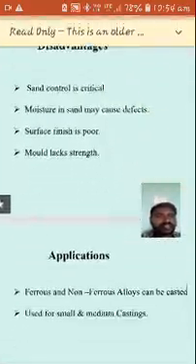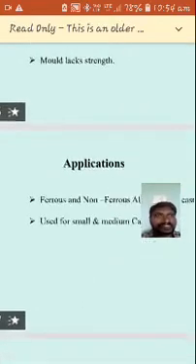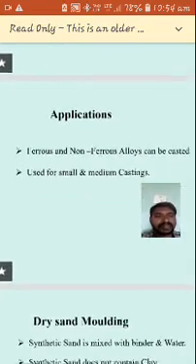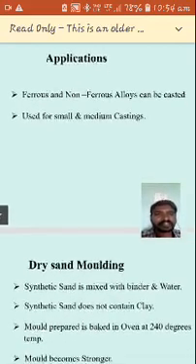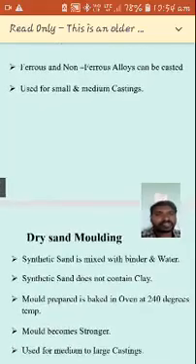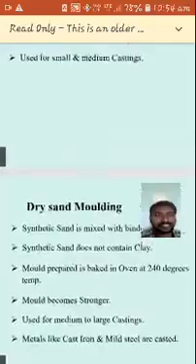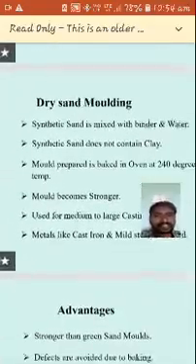These are the advantages and disadvantages of green sand. Green is not a color of sand, it is the moisture content present in it. What are the applications? Ferrous and non-ferrous alloys can be cast. Used for small and medium sized castings. That is about green sand. And the next one is dry sand.